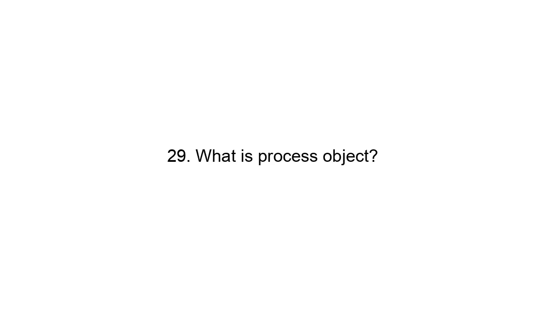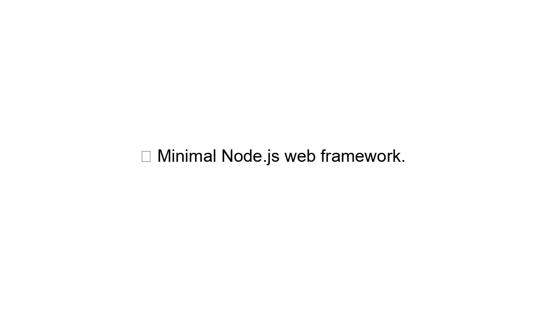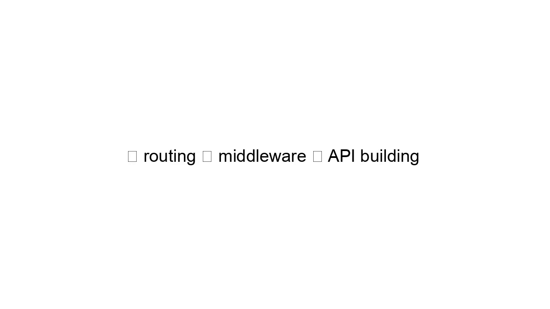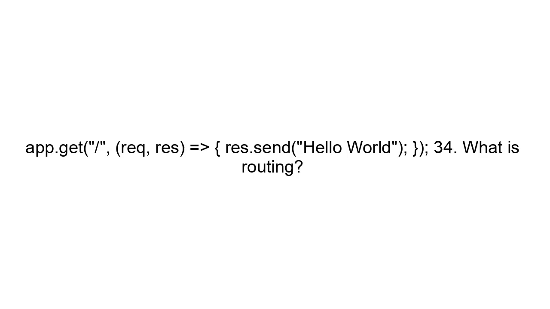29. What is process object? Provides runtime info. 30. What are environment variables? Configuration values stored in the system. Questions 31 to 50, Express.js and APIs. 31. What is Express.js? Minimal Node.js web framework. 32. Why use Express? Routing, middleware, API building. 33. Basic Express server. const express = require('express'); const app = express(); app.get('/', (req, res) => res.send('hello world')).